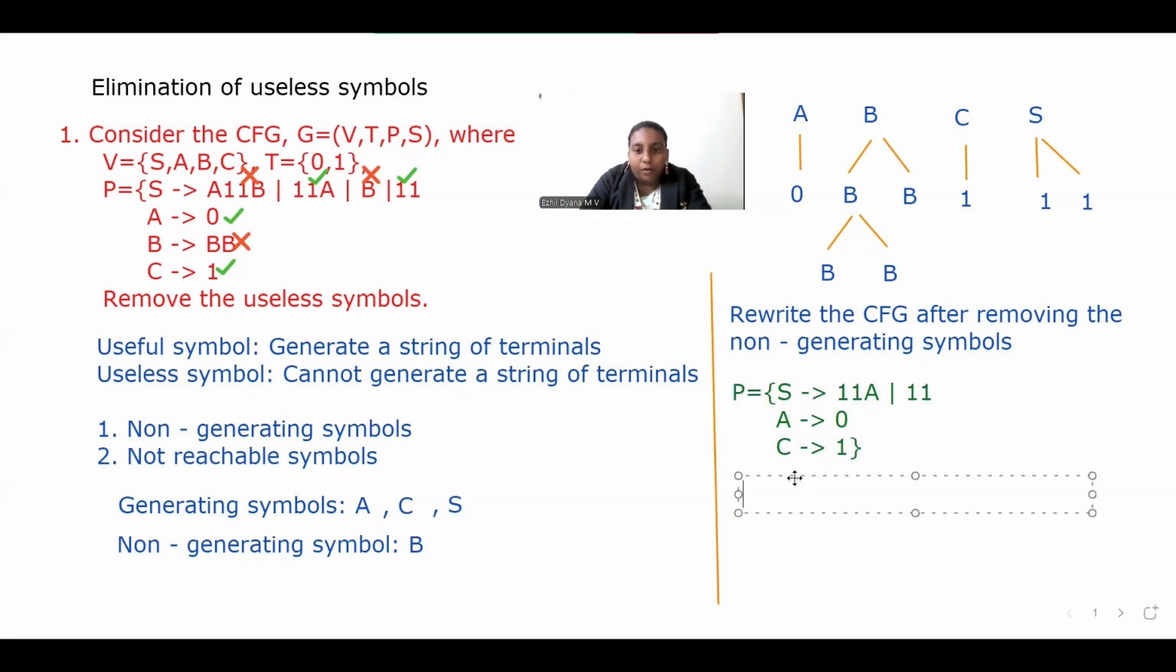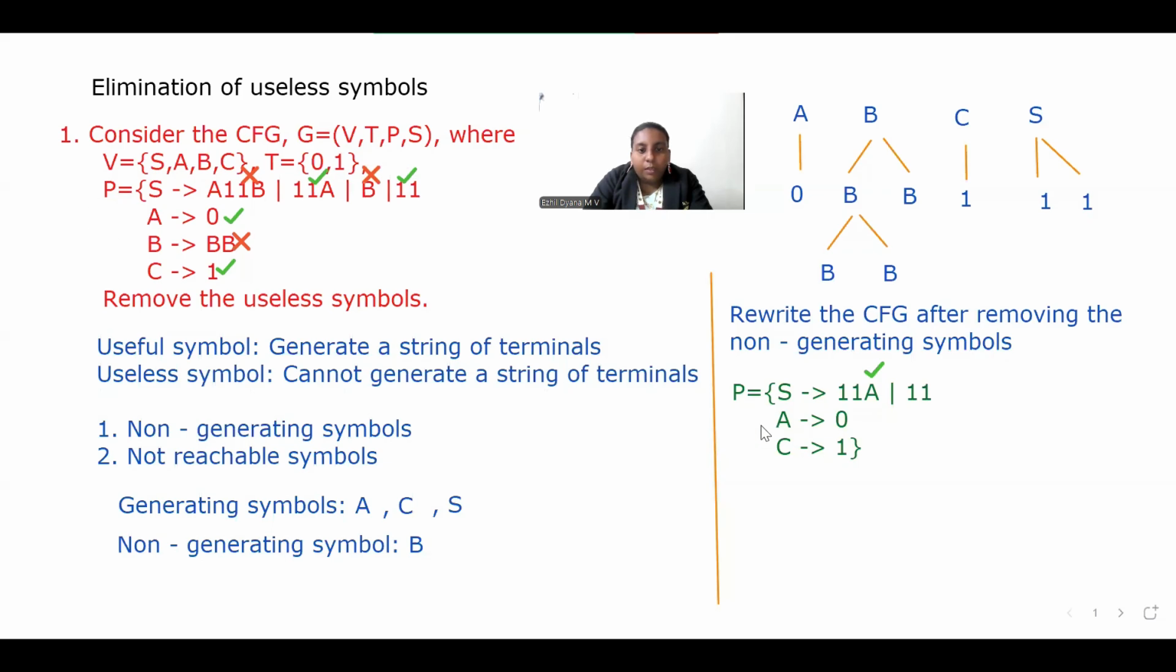Now we need to identify the not reachable symbols. Not reachable symbols are the variables which you cannot reach from the start symbol. So if you see this, S tends to double one A or double one. On the right hand side, I have only one variable A. So from the production rule S tends to double one A, I can reach the variable A.